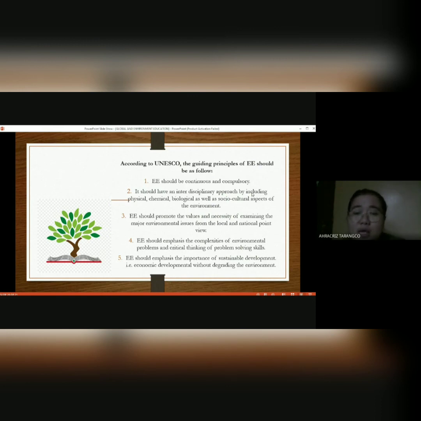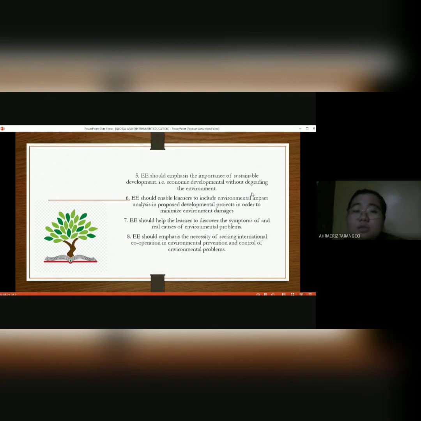The fourth one is EE should emphasize the complexities of environmental problems and critical thinking and problem-solving skills. The fifth one is EE should emphasize the importance of sustainable development, economic development without degrading the environment. The sixth, EE should enable learners to analyze the environmental impact of proposed development projects in order to minimize environmental damage. EE should help the learner to discover the symptoms and real causes of environmental problems. EE should emphasize the necessity of seeking international cooperation in environmental prevention and cultivating the environment.